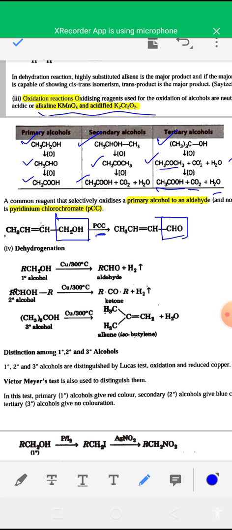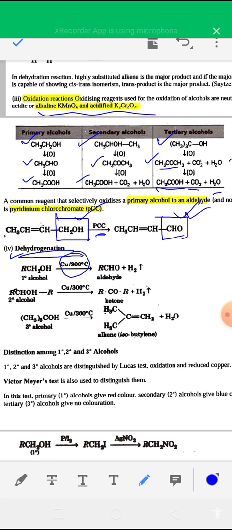This reagent is only used when you oxidize primary alcohol group to aldehyde group, not to acid group. This is limited oxidation of alcohol. Primary alcohol on treatment with PCC is converted into aldehyde group, not to acid group. One more oxidation is given, which is also called dehydrogenation.